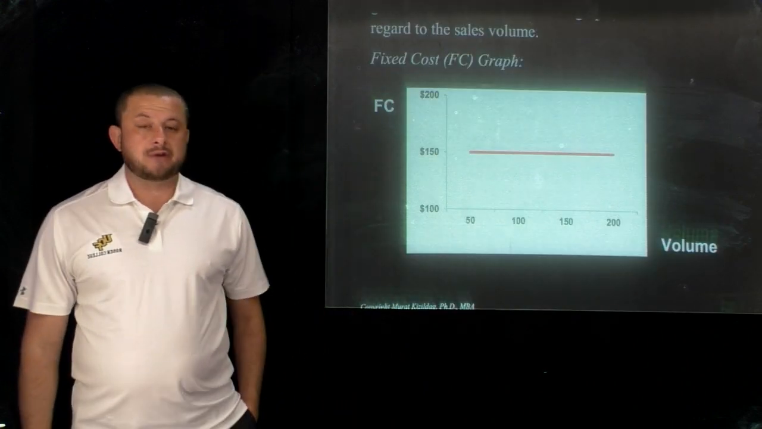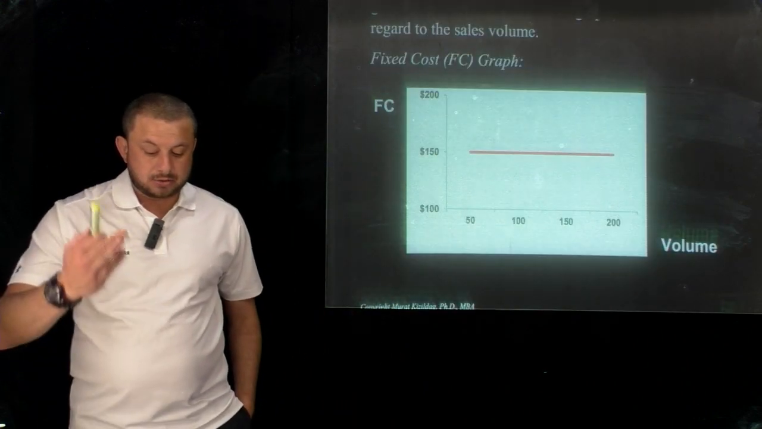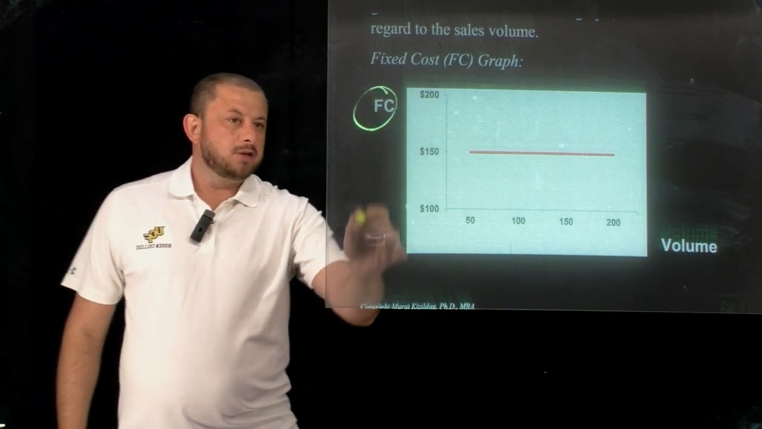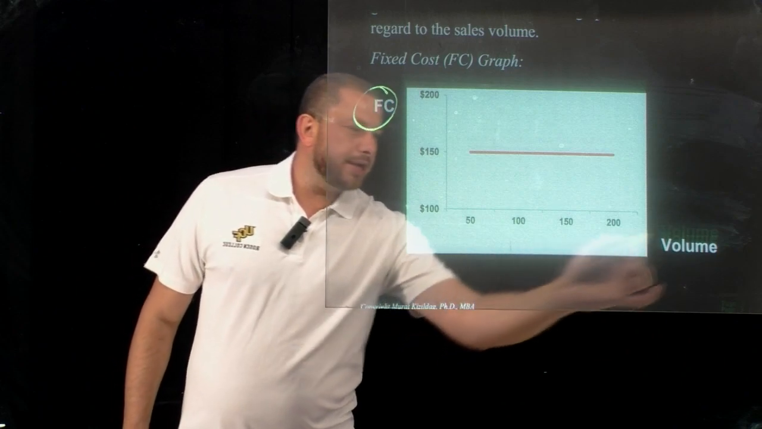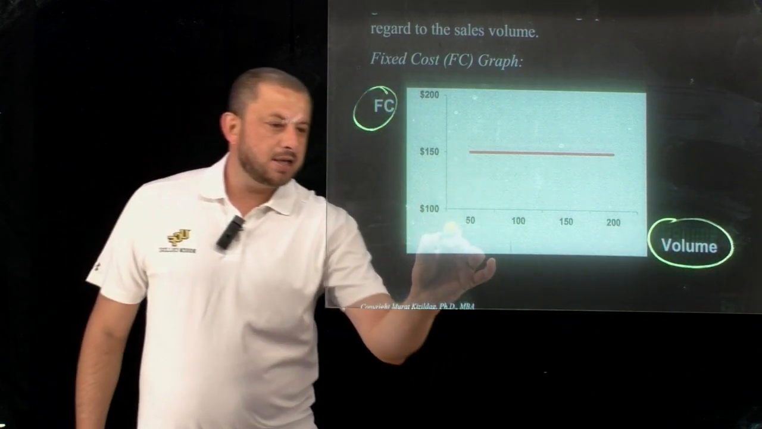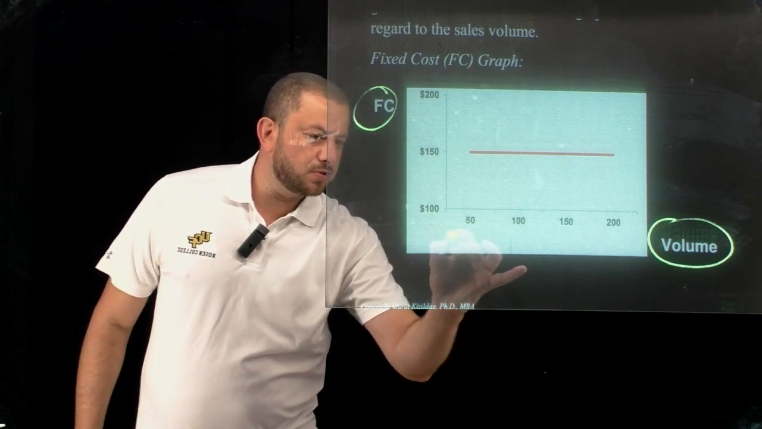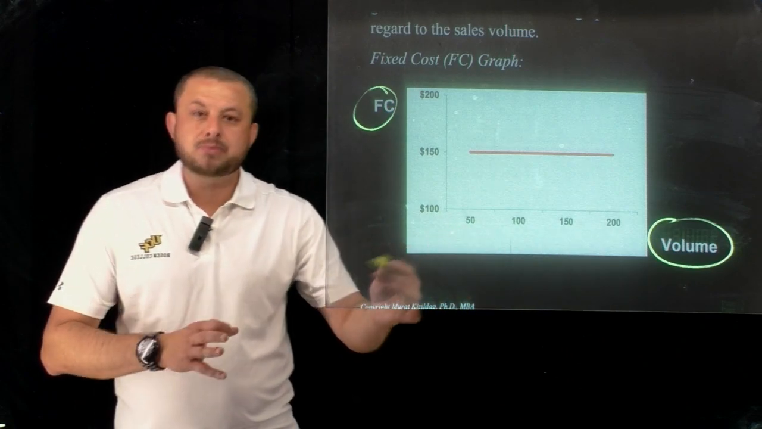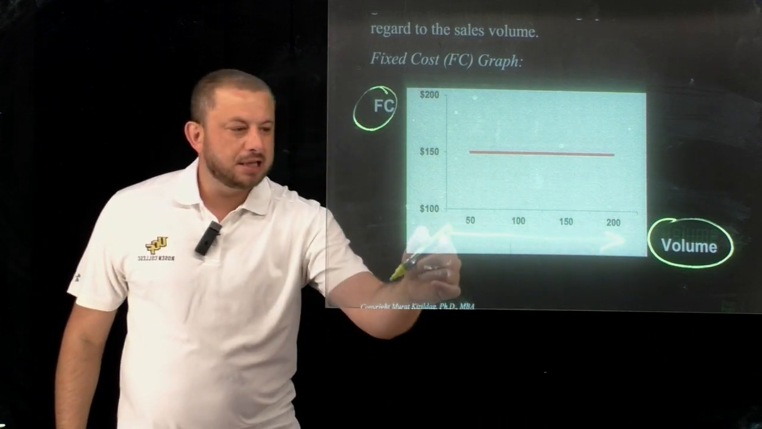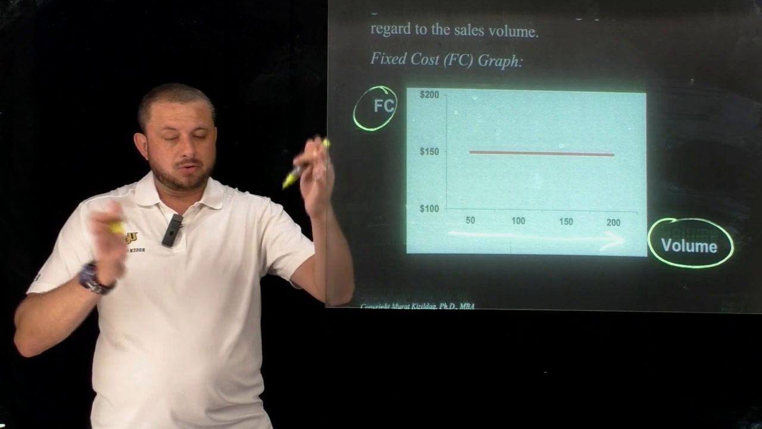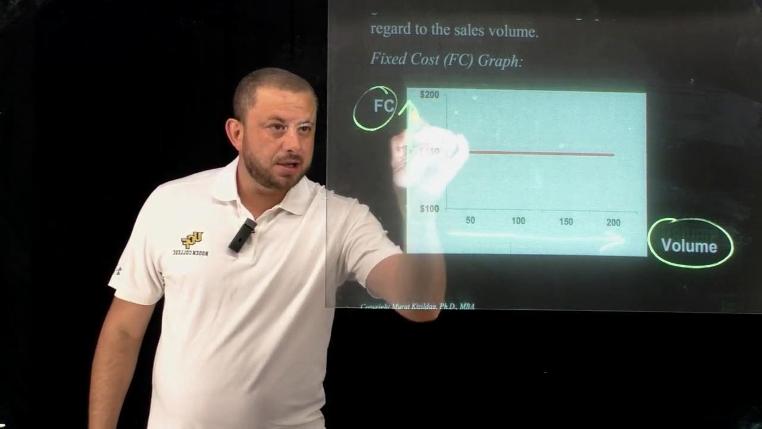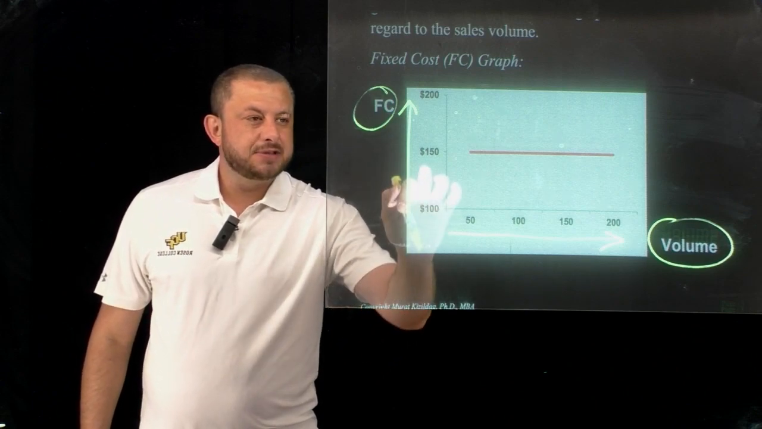This is the fixed cost graph right here in two-dimensional space. We have the fixed cost on the vertical line, and the sales volume on the horizontal line, from 50 to 200. Let's imagine that these are a number of rooms, I'm just giving an example. There's an increasing trend from left to right, and from bottom to up you can see that FC is increasing.